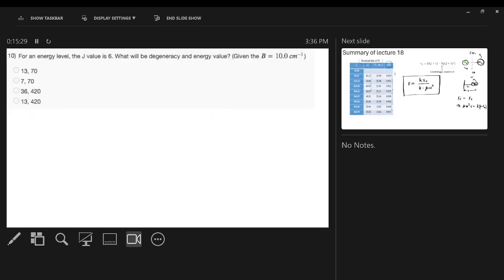Now coming to the next question. For an energy level, the value of J is 6. What will be the degeneracy and energy value? We know degeneracy is defined as mJ, 2J plus 1. Which rotational energy level are we talking about? J equal to 6. So we can put here 2 into 6 plus 1, which is equal to 13. We have two options that have 13 mJ values. That is 13-fold degeneracy.